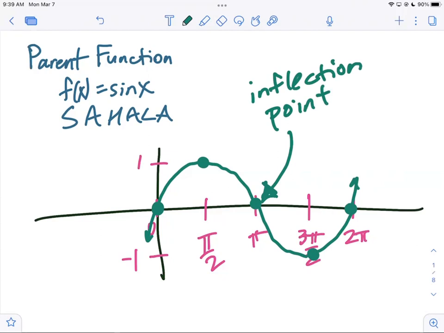Tomorrow we're going to learn about cosine, the parent function cosine.